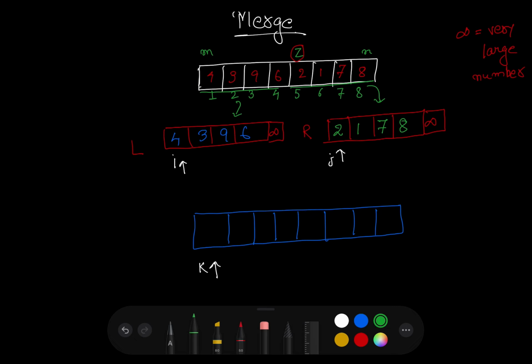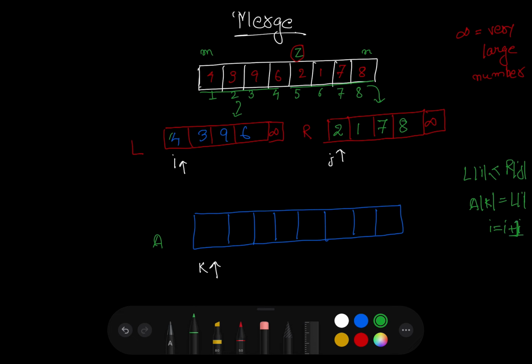Now the task is, for I, we check whether L of I is less than or equal to R of J. If so, we copy this number to the main array, let's call it A. We put A of k as L of I, and we increase I equal to I plus 1.